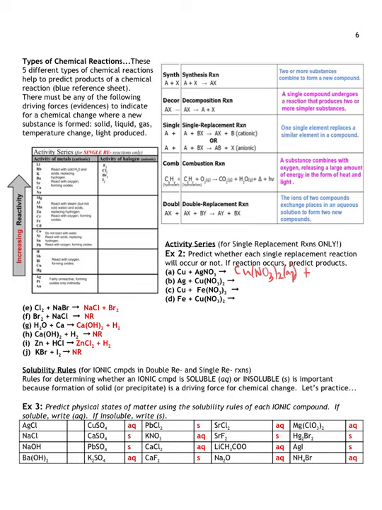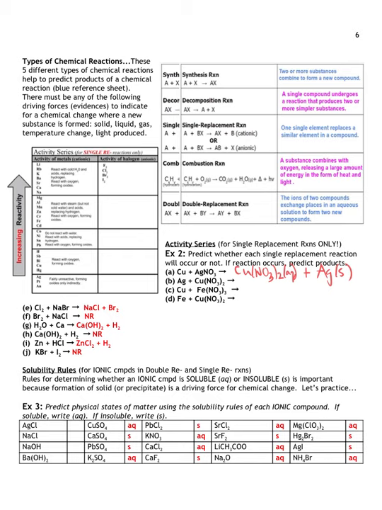Now we see that silver gets kicked out, and because silver is a solid, you write solid there. You don't have to balance this. This is only asking you to predict the products. What is the driving force for this reaction? Well, you see a solid forming from this reaction, so silver solid is the driving force for this reaction.